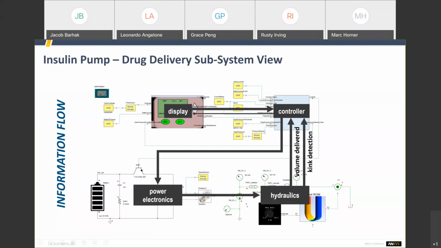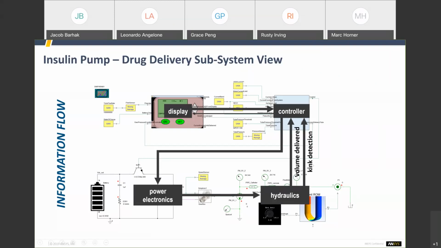We're continually tracking as part of this simulation the volume of drug that's delivered. And once we hit the final units of insulin that the patient requires, there's a signal that's sent back to the display that says, okay, the required amount of insulin has been delivered to the patient. Let's now shut down the motor, and the patient will know why.